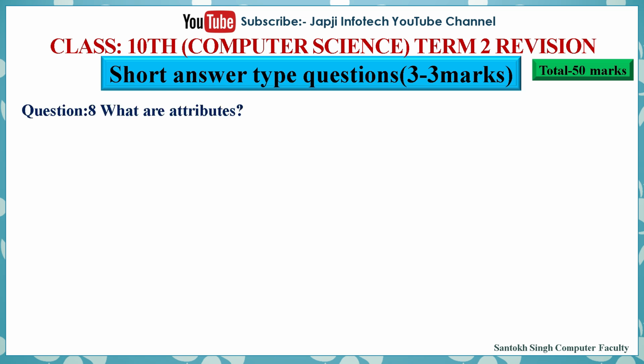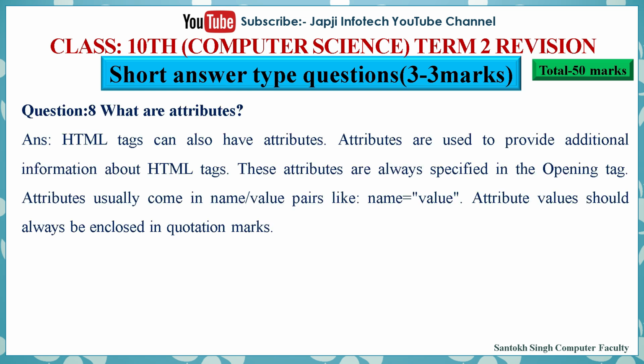And the eighth question is, what are attributes? And the answer is, HTML tag can also have attribute. Attributes are used to provide additional information about HTML tag. These attributes are always specified in the opening tag. Attribute usually come in name or value pairs, like name equal to, in the inverted comma, value. Attribute value should always be enclosed in quotation marks.